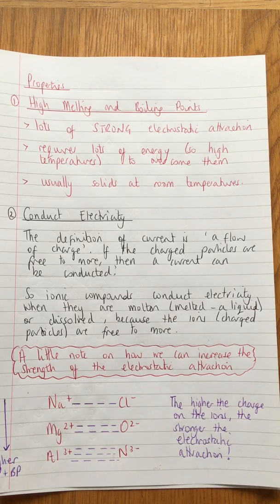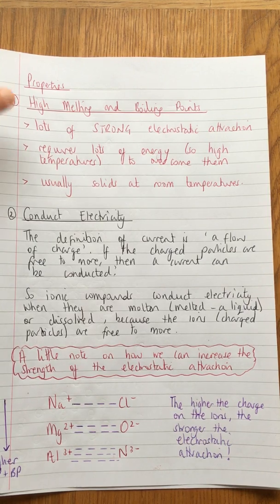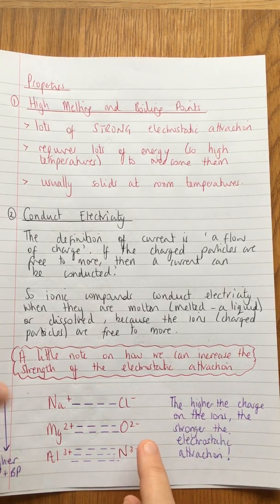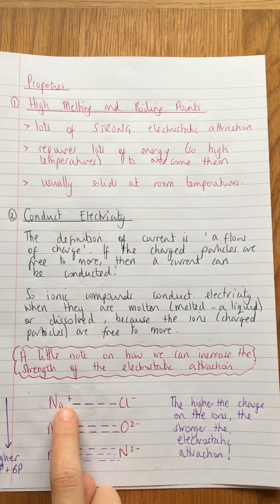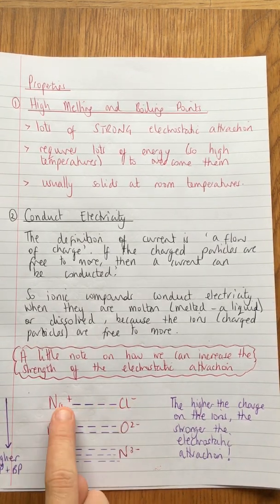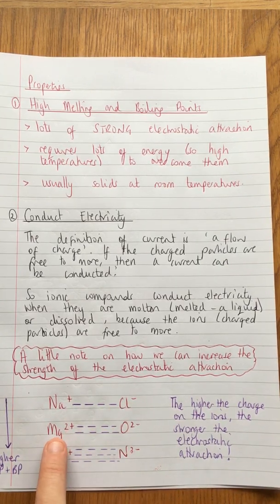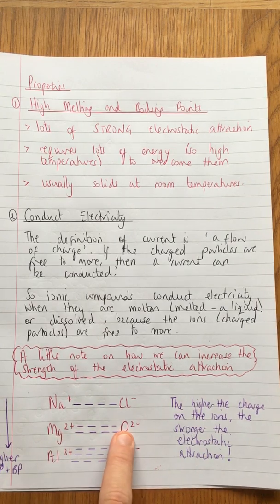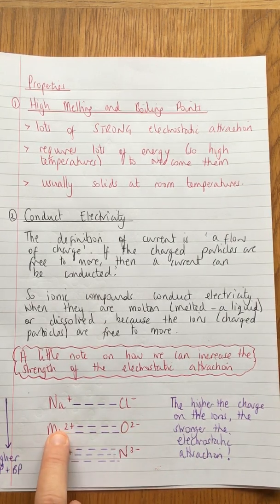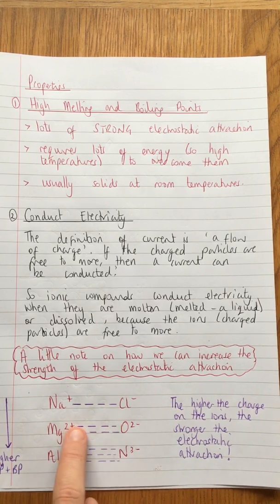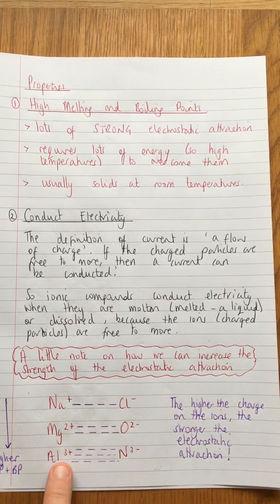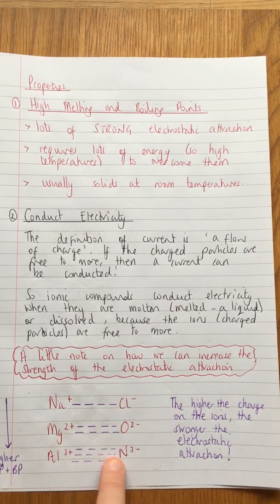So just a small note on how we can increase the strength of the electrostatic attraction. So up here I've talked about how we've got high melting and boiling points. If we had, for example, sodium chloride, so sodium and chlorine, my apologies, that's a positive, that's a negative. They've only got a +1 or a -1. So if we compare it to magnesium and oxygen, where it's 2+ and 2-, because we've got a bigger charge, we've got more electrostatic attraction. If we've got 3+ or 3-, we've got more electrostatic attraction.